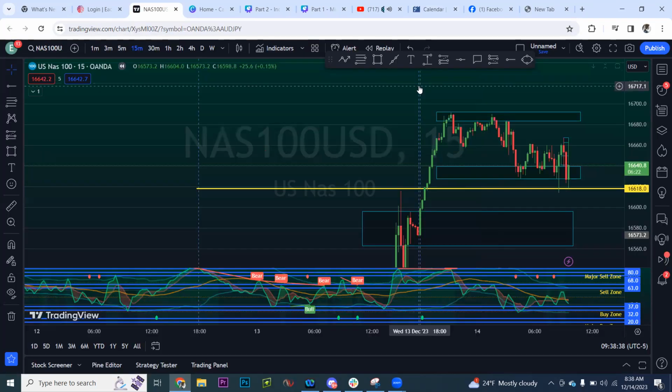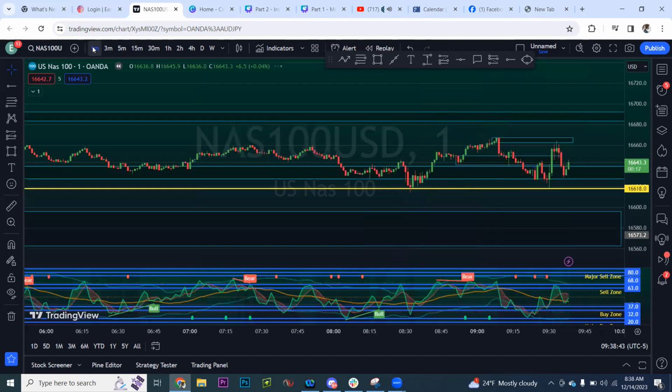So just because the move hasn't happened immediately, it don't mean that sell not gonna happen. So I can be patient and put a sell stop at 16,618. So that way when it breaks below here, I know I'm in the way of the money.